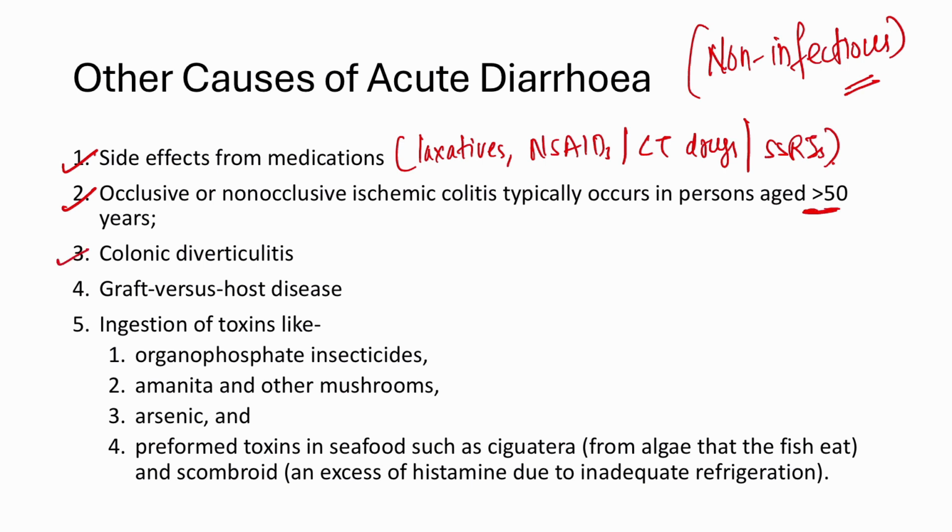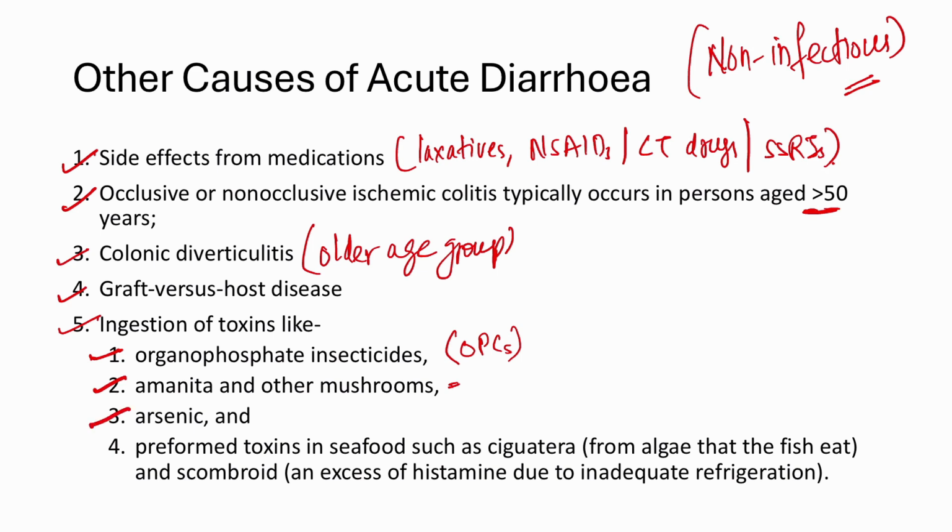Third is diverticulosis, mainly seen in older age group. Then GVHD, graft versus host disease, will present as diarrhea. Then ingestion of toxins like organophosphate compounds, OPC poisoning: diarrhea, salivation, lacrimation, and vomiting. These are the very common side effects of organophosphate poisoning. Then amanita and other mushrooms. They also contain some cholinergic compounds.